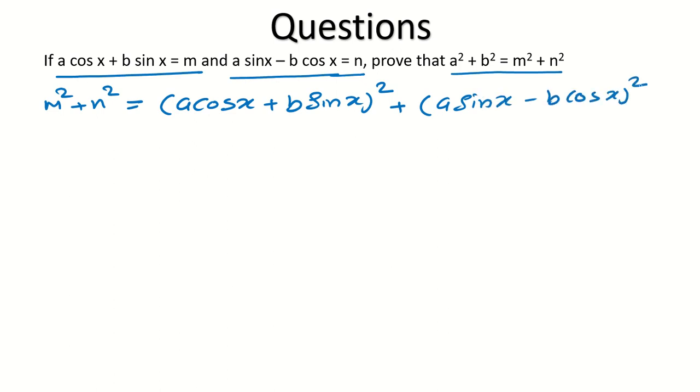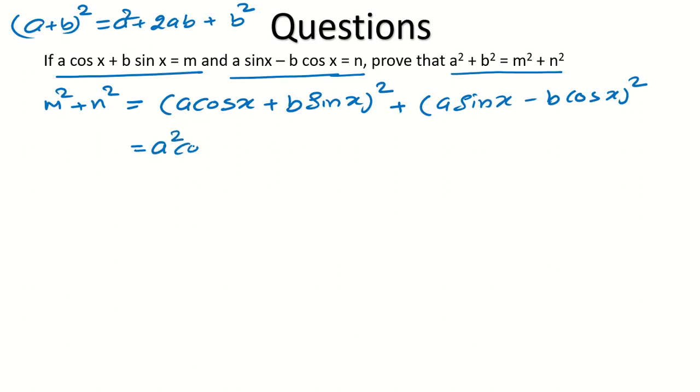Now, sometimes in a hurry, what mistake do students make here? They just write a square plus b square, I mean a square cos square x plus b square sin square x. This will be wrong, okay? Maybe you will get the answer, but this will be the wrong method because we have an identity for a plus b whole square. And what is that identity? A square plus 2ab plus b square, okay? So we are going to apply that here.